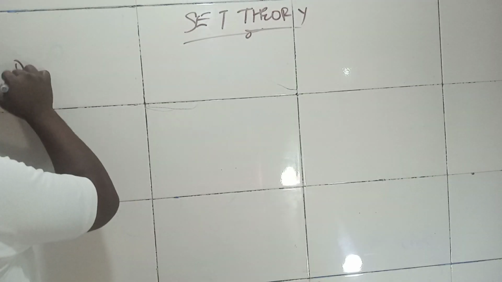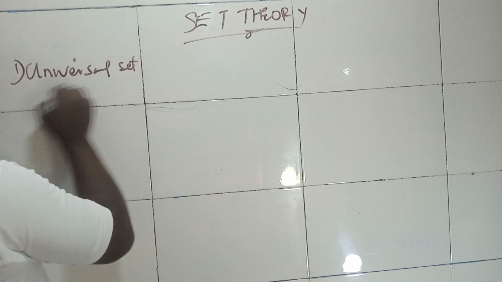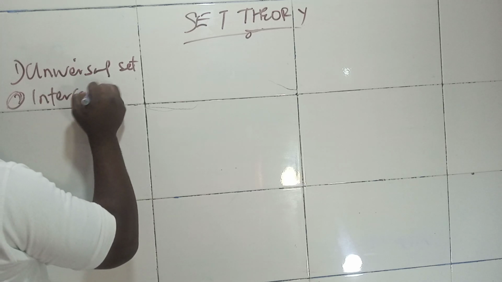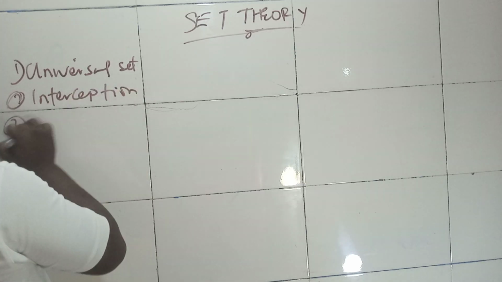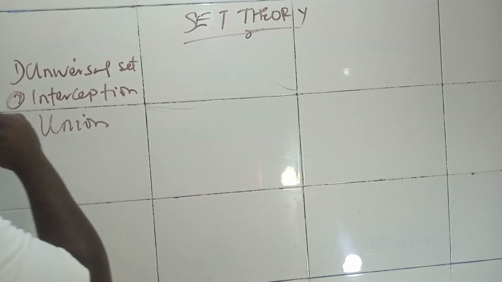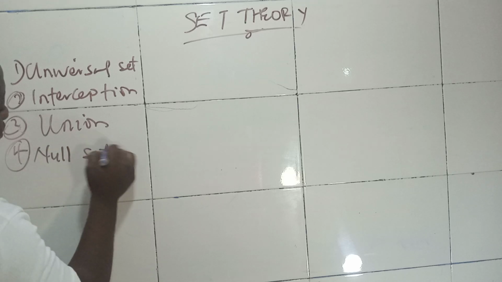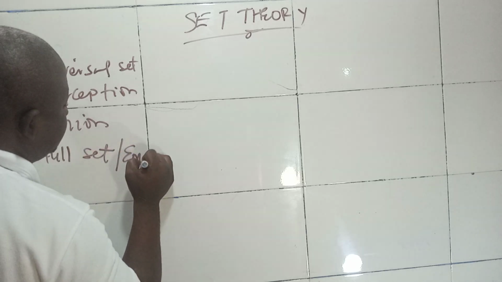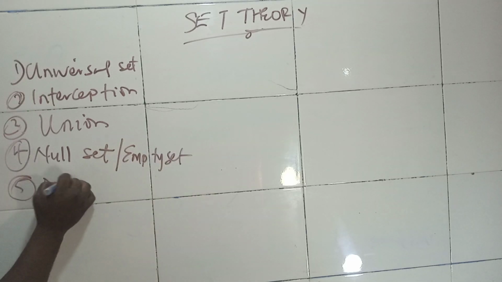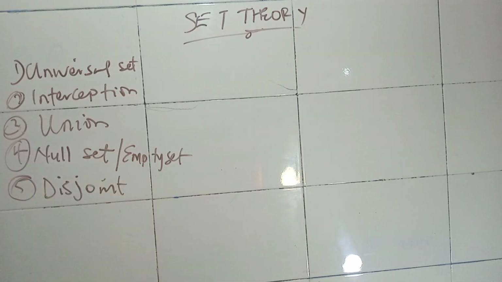One, we have universal set. Two, we have intersection. Three, we have union. Four, we have null sets or empty sets. Five, we have disjoint. Just follow me. It's very simple. Very simple.